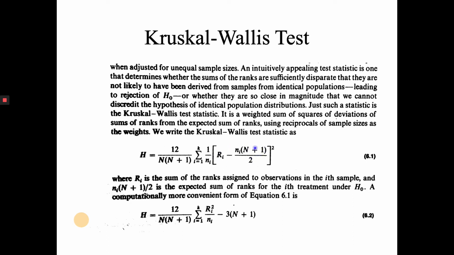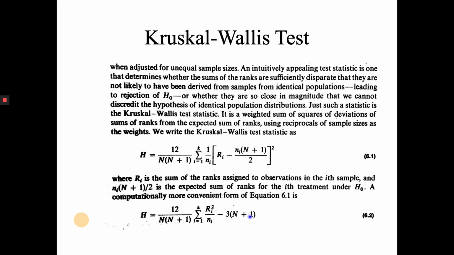You would take that whole thing and square it, and then multiply it times the reciprocal of the sample size, and then multiply it times this constant here in the front, which is based once again on the total sample size. You could use this equation, or you could also use this other equation that is a little more mathematically tractable, which is just the sum of the squared ranks divided by n, multiplied times 12 over big N times N plus 1, and then subtract 3 times N plus 1 from that.